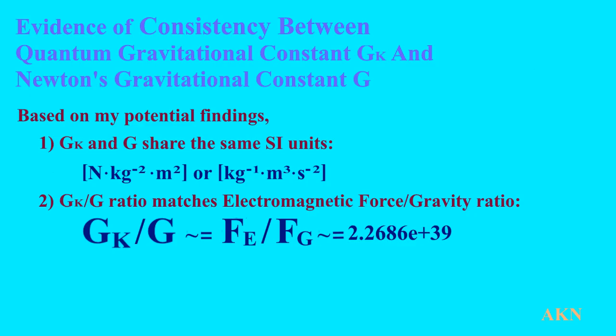Based on my potential findings, the quantum gravitational constant GK appears to be consistent with Newton's gravitational constant G. This is because, first, the two constants share the same SI unit, and second, the ratio between the quantum gravitational constant GK and Newton's gravitational constant G matches the ratio between the electromagnetic force and gravity.